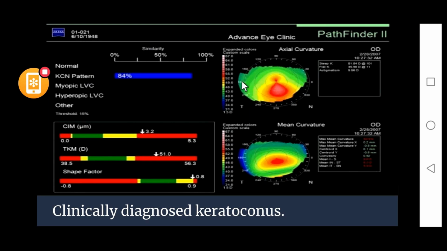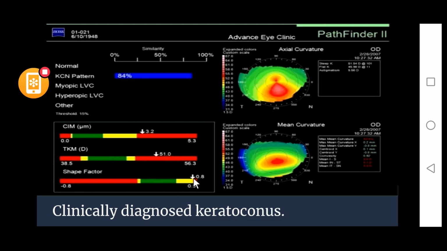So in axial curvature map, if you see there is an inferior steepening, right? Asymmetrical bow tie, inferior steepening. The steepest area is matching with approximately 58 diopters. In the mean curvature as well, you can see there is an inferior steepening. And you can see the maximum mean curvature is in red. The mean inferior superior, the mean inferior nasal, superior temporal, the mean inferior temporal, superior nasal are in red regions. Right, even over here, if you can see, CIM is present in the red region, TKM is in red region because it is 51 diopters, and shape factor is also 0.8.